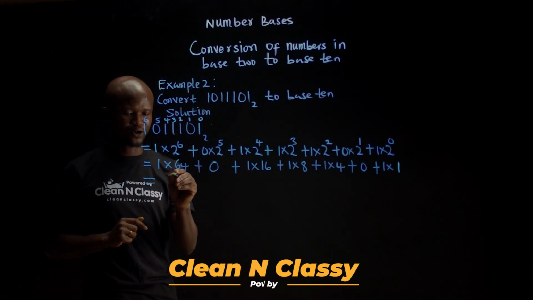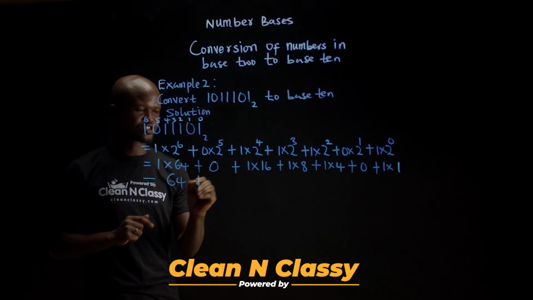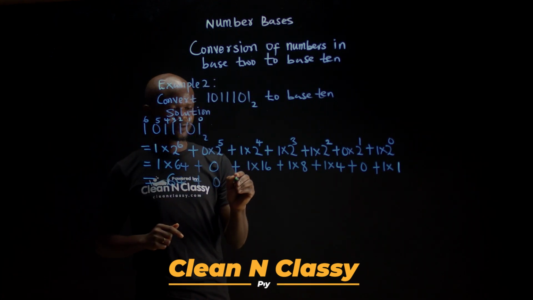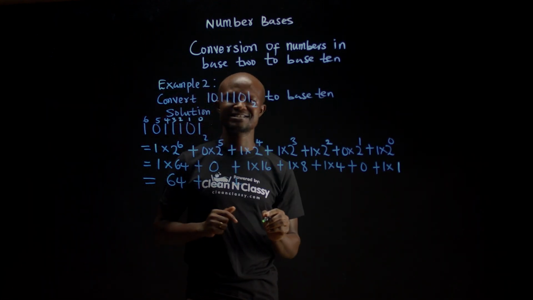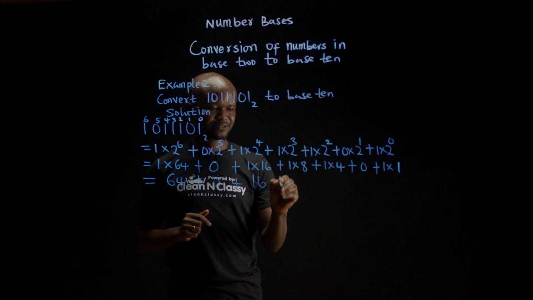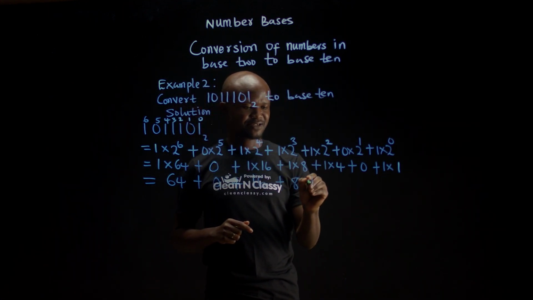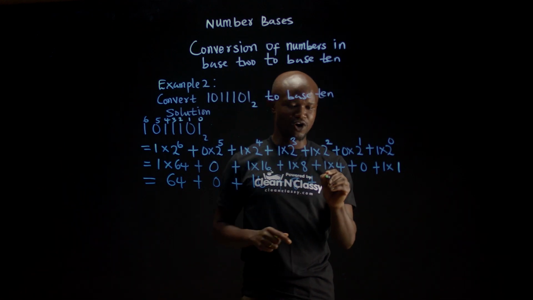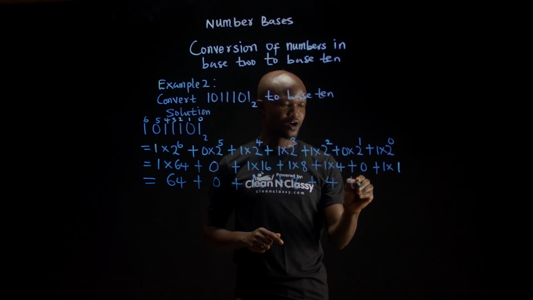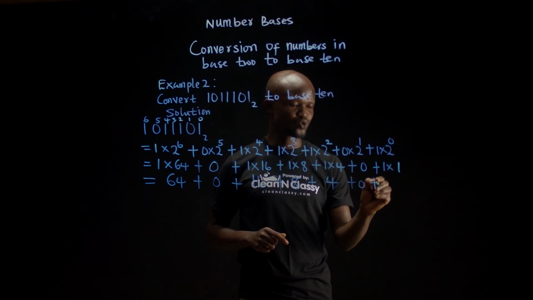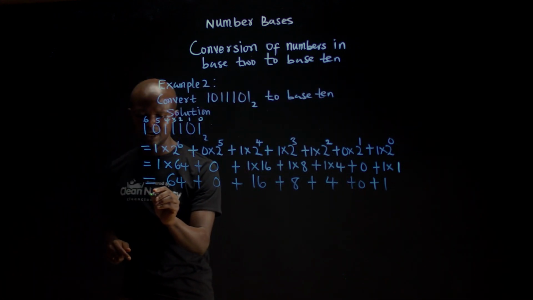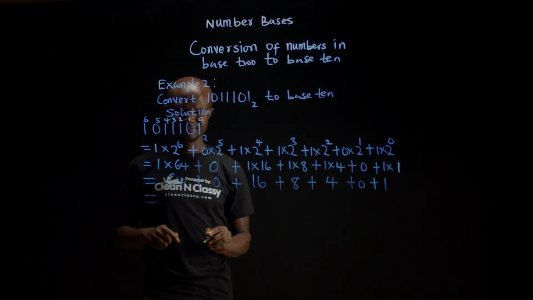1 times 64, 64. Plus 0, plus 1 times 16, 16. Plus 1 times 8, 8. Plus 1 times 4, 4. Plus 1 times 1, which is what? 1. Now, let's add together.